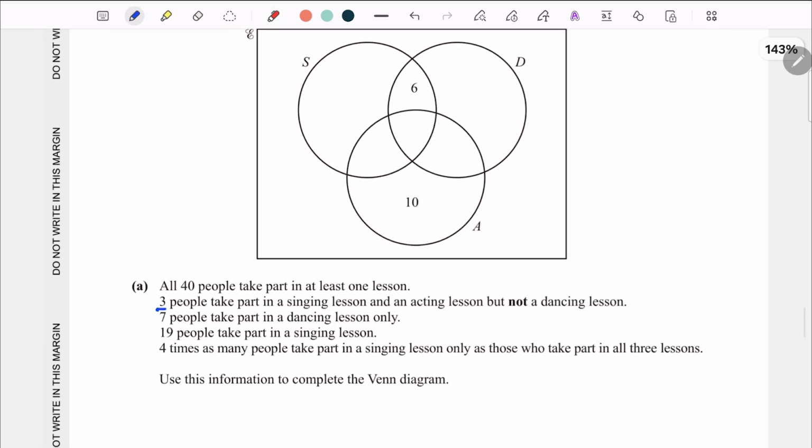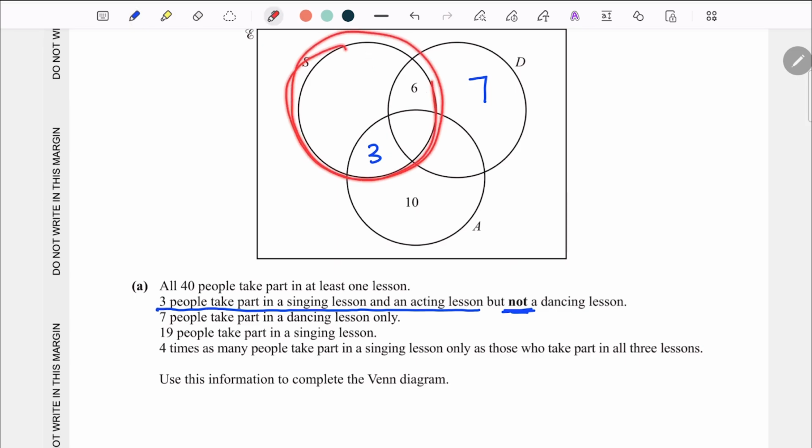The first statement is 3 people take part in a singing lesson and an acting lesson, but not a dancing lesson. So 3 people singing and acting. I'm going to write 3 in this region right here. Then the second statement is 7 people take part in dancing lesson only. Now the word only is written, so 7 is going to come right here. Then 19 people take part in a singing lesson. 19 means that this whole circle that is for singing is going to be 19.